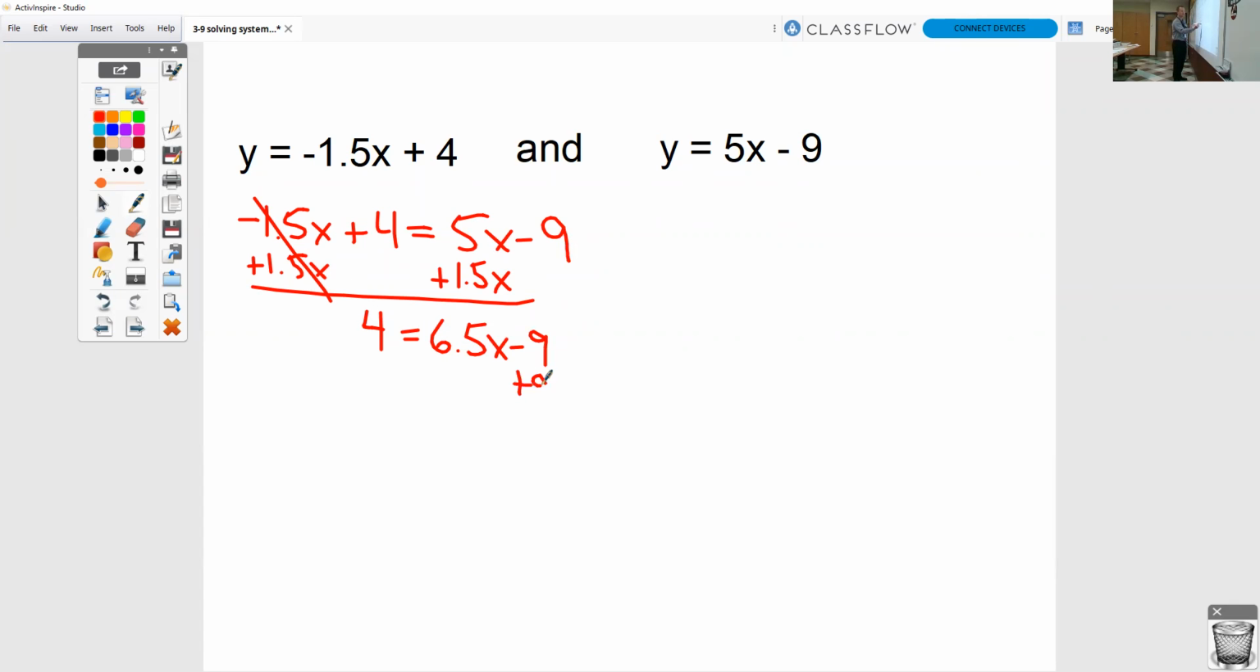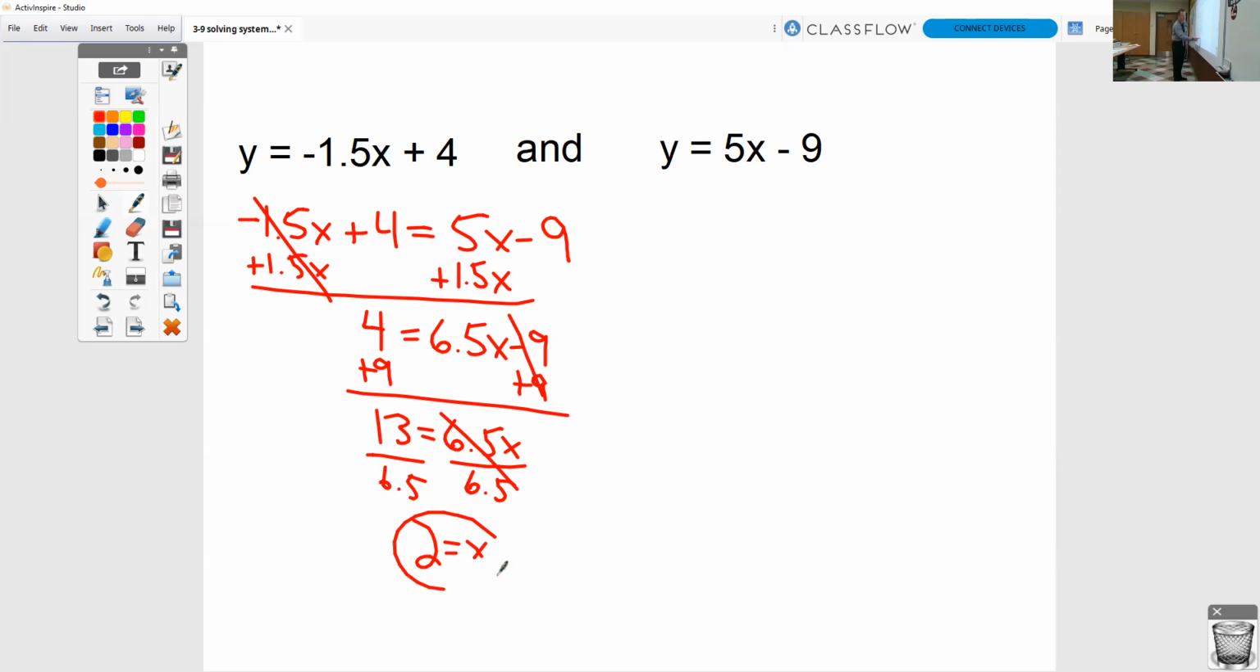Now that's just a two-step equation. Plus 9 plus 9. So I have 13 equals 6.5x. Divide by 6.5, divide by 6.5. And we get that x equals 2. Now that you have that x equals 2, you can sub it into either equation. It does not matter.